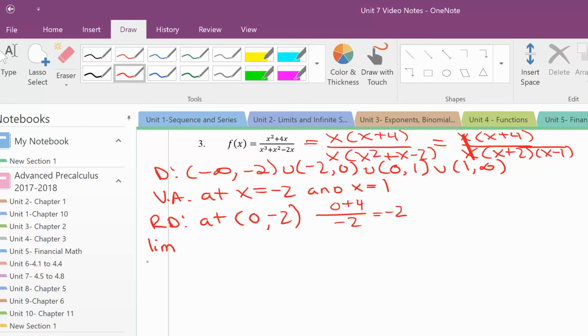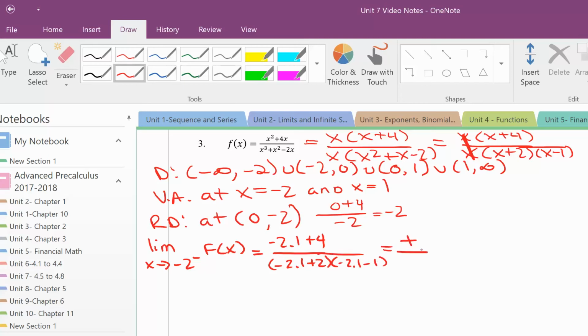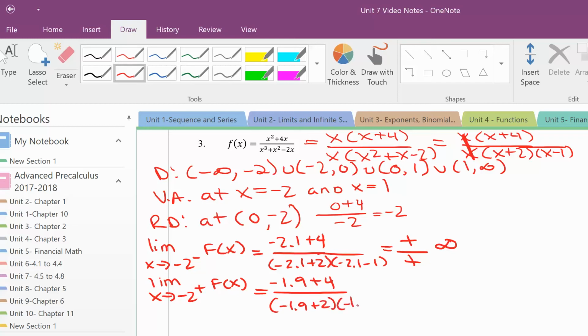So the limit as x approaches negative 2 from the left of the function. So I chose negative 2.1, so plus 4 over negative 2.1 plus 2 times negative 2.1 minus 1. So it gives you positive, and then you would have negative over negative, so it's also positive, so therefore it goes towards infinity. The limit as x approaches negative 2 from the right, it's negative 1.9. So you notice it's going to be positive over negative, so it goes towards negative infinity.